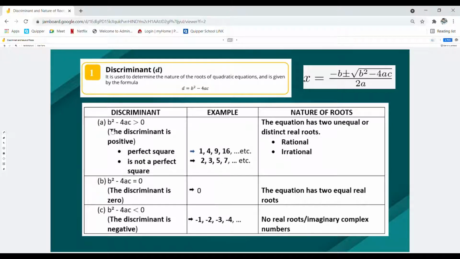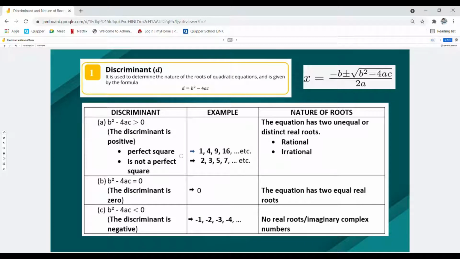First, when the discriminant is greater than 0, so b squared minus 4ac is greater than 0, it means that upon solving it, the discriminant is positive, the result is positive, and it might occur that the discriminant is a perfect square or not a perfect square, but both are positive. These are the two situations that might occur. When you solve the discriminant and it's positive, it could be a perfect square and it could be a not perfect square.